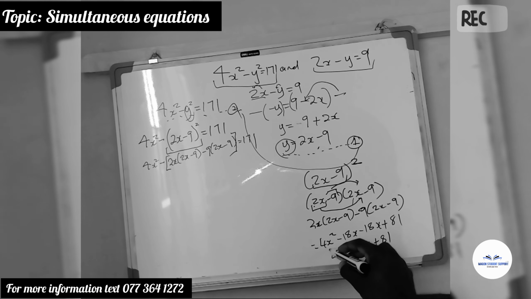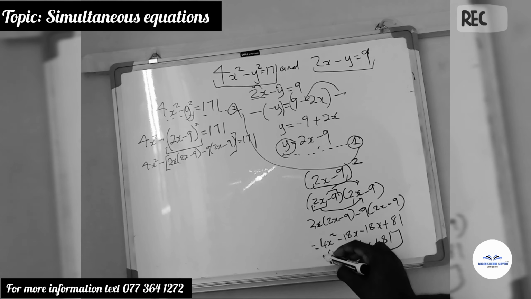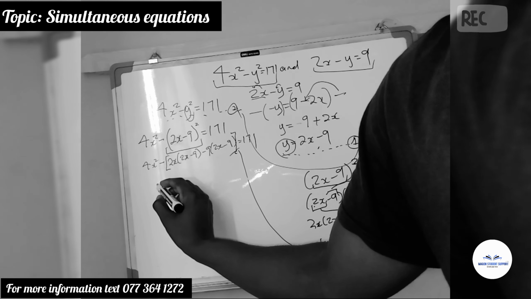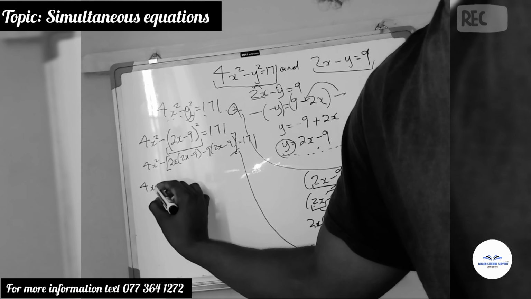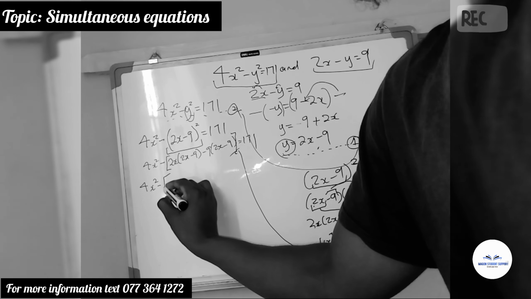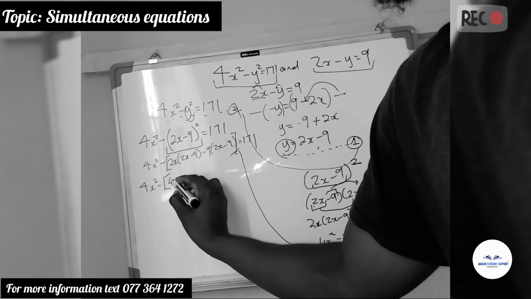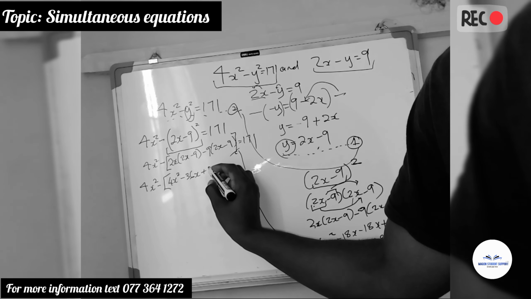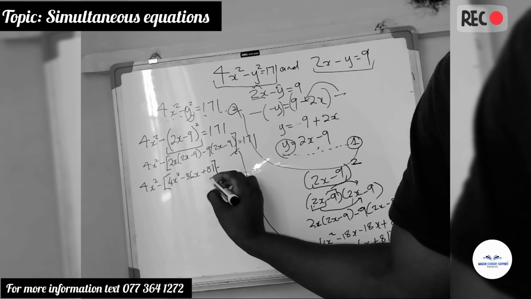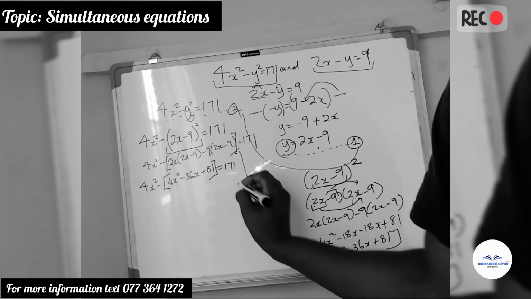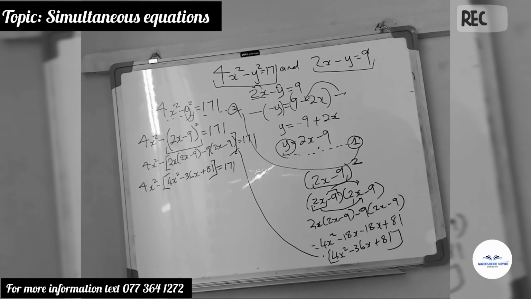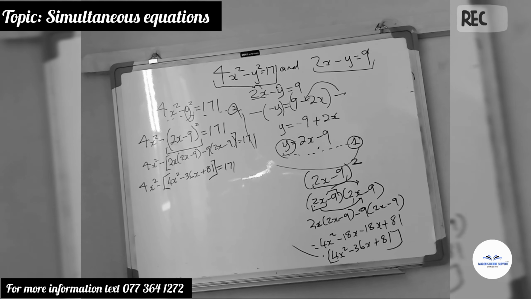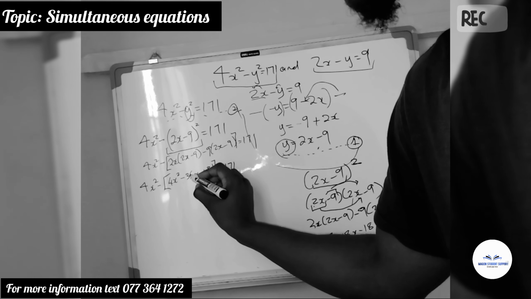So this is what we have to put in these brackets here. So then we have in our equation 4x squared minus, you put your bracket there, 4x squared minus 36x plus 81, and you put your bracket there, equals 171. Maybe let's erase things so that we have a clean work. So here it's 36.